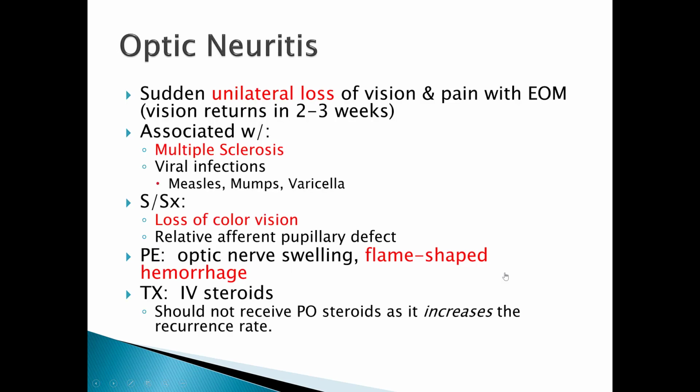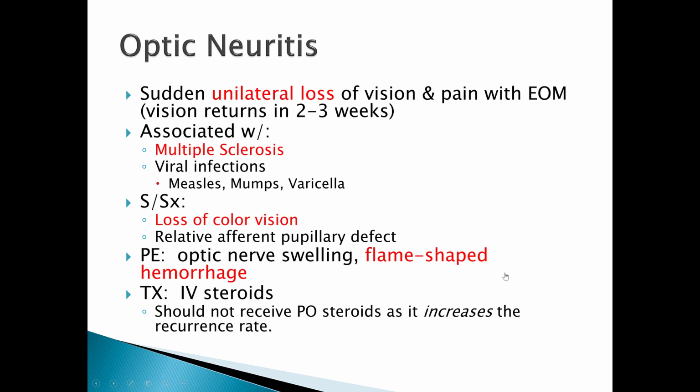Optic neuritis is a sudden unilateral loss of vision, and it is painful with extraocular eye movements. Vision typically returns in about 2 to 3 weeks, and it is associated with the systemic disease multiple sclerosis and viral infections, including measles, mumps, and varicella. And signs and symptoms include loss of color or vision. You can have a relative afferent pupillary defect. And on physical exam, you're going to have optic nerve swelling and flame-shaped hemorrhages.